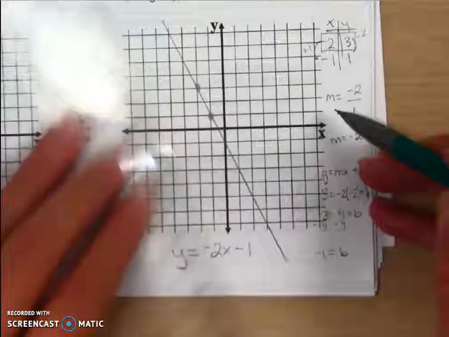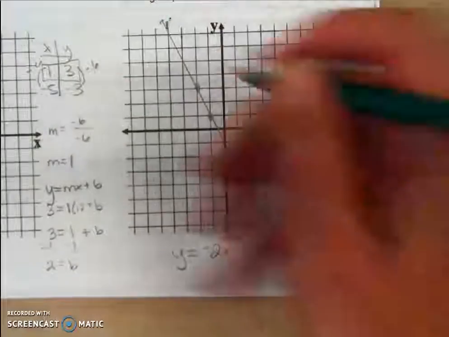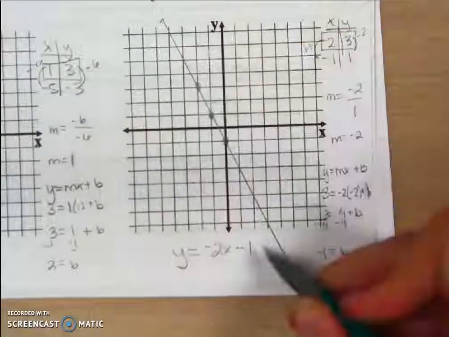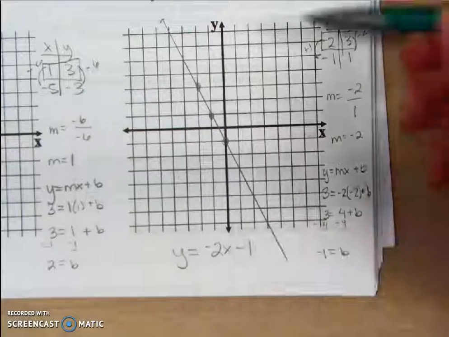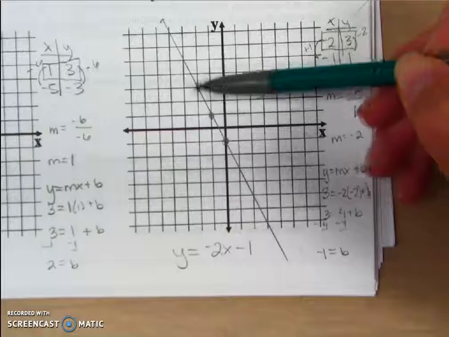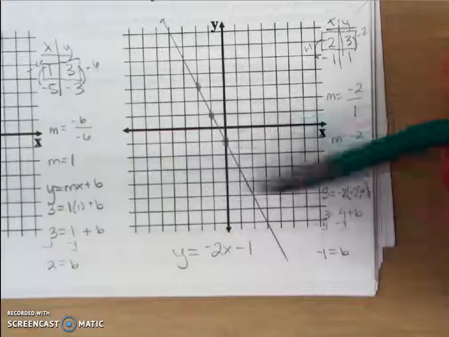So let's graph that, and as long as we graphed it well and we lined up our ruler the right way, we do see that it's crossing through at negative 1 like we thought it would, and it has that slope of down 2 over 1. So it has that negative 2 slope as well.